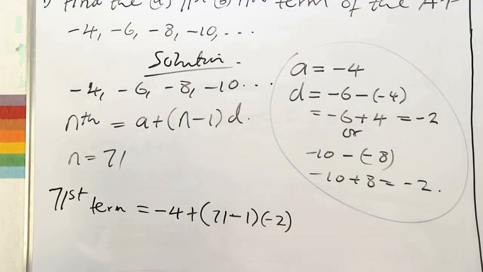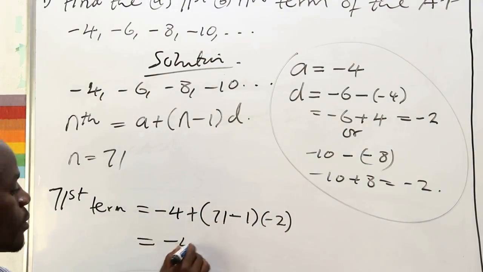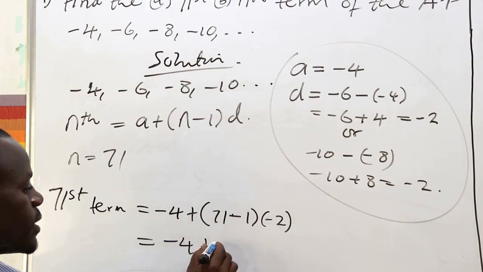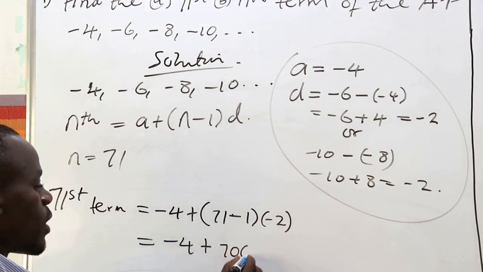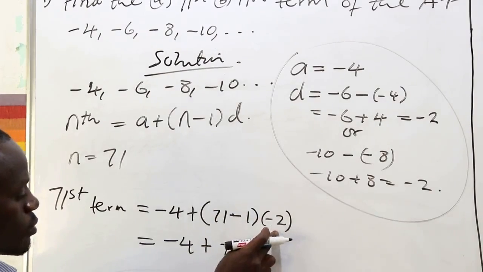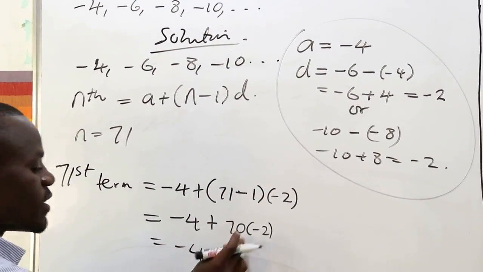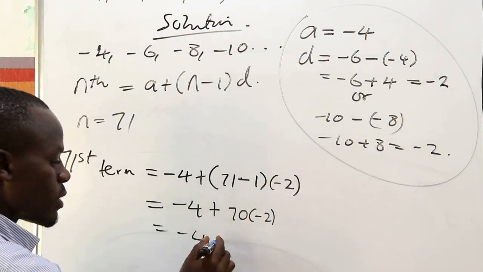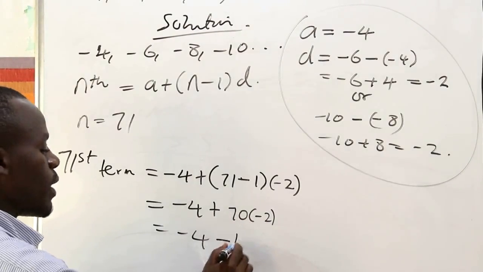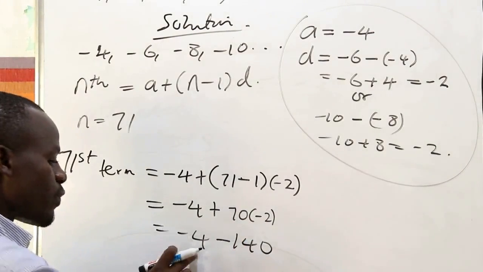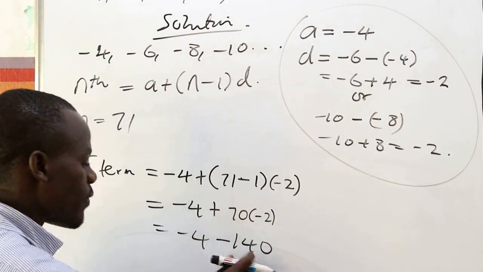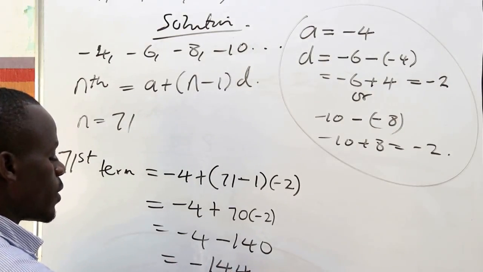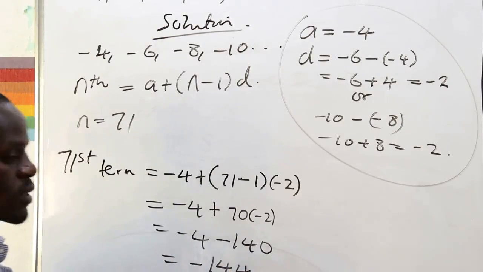Then we simplify this. That will be minus 4 plus, 71 minus 1 is going to give us 70. So you have 70 times minus 2. And 70 times minus 2, plus times minus is minus. 70 times 2 is 140. So minus 4 minus 140 will give us minus 144. So this is the 71st term.